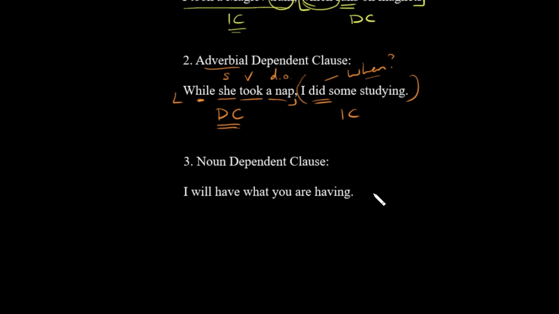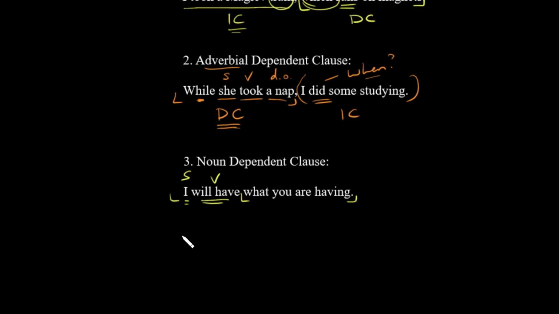Okay, so we have one more example here, and this is in some ways the hardest, but it is actually quite a neat phenomenon here. So in this case, we have I will have what you are having. Okay, so we're just going to split this into two sections to start off. And if we look at this, this says I will have, and will have is the verb here, and I is the subject. But this clause here basically includes the other clause, what you are having. And that's actually quite tricky to see here.